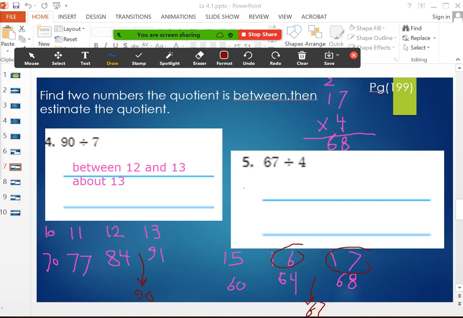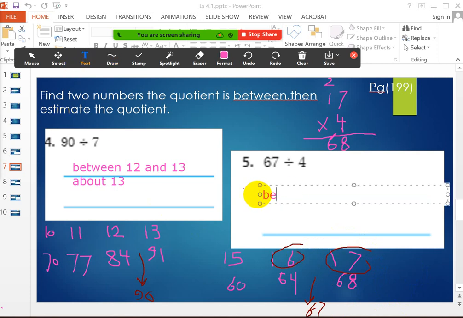But is 67 close to 68 or 64? It's close to 68. Thank you, Zen. Thank you, Sama. That means the quotient or the estimate will be about 17.